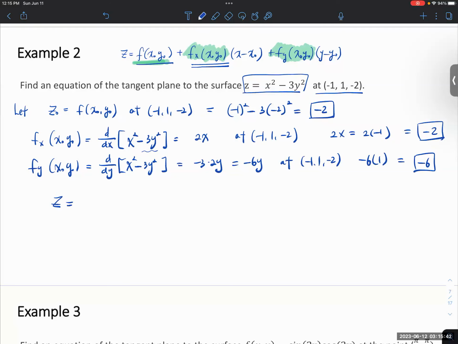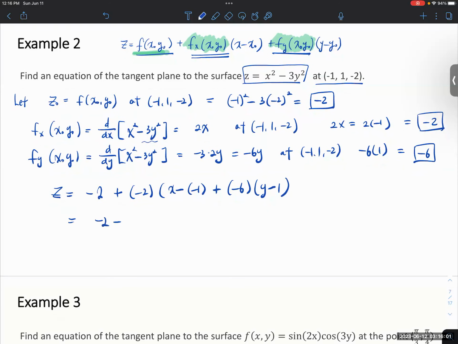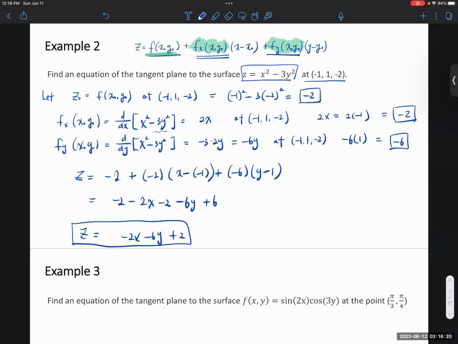The equation of the tangent plane will be z equals negative 2 plus negative 2 times (x minus x0), where x0 is negative 1, plus negative 6 times (y minus 1). Now you're going to do all the distributive property. So this is negative 2x minus 2, negative 6y plus 6. Therefore, z equals negative 2x minus 6y plus 2. That's the equation of the tangent plane at (negative 1, 1, negative 2).